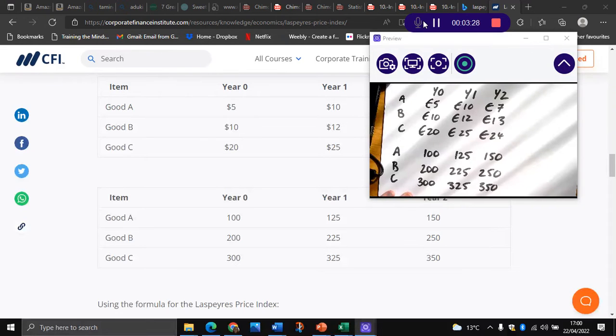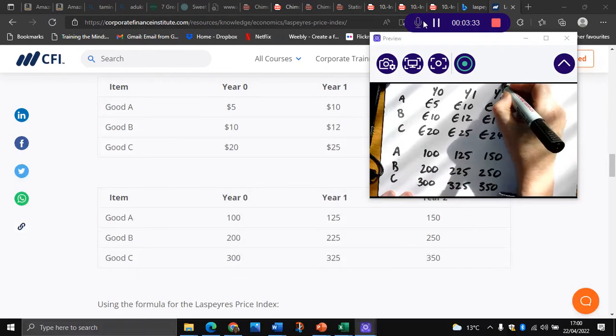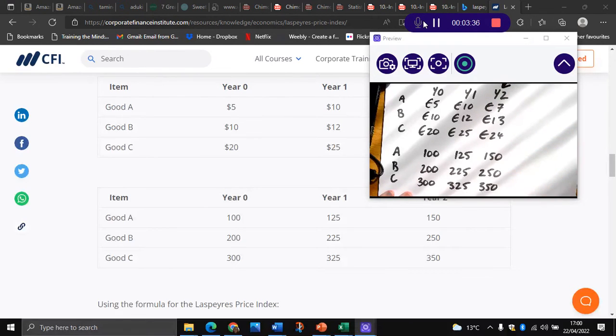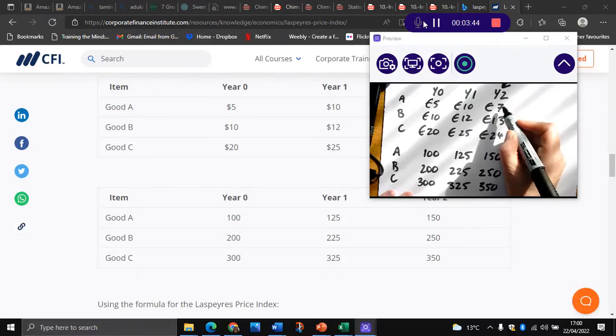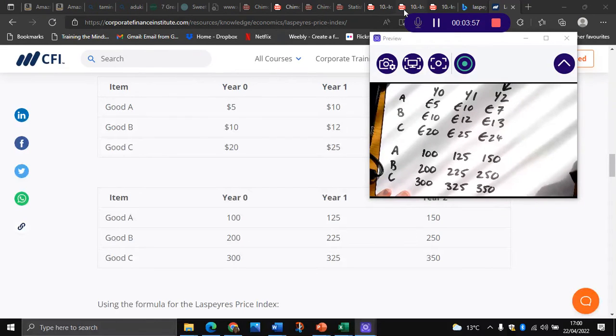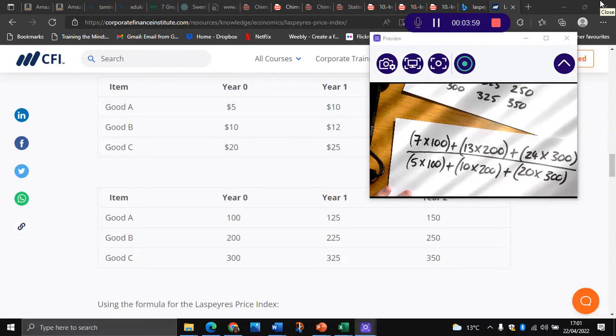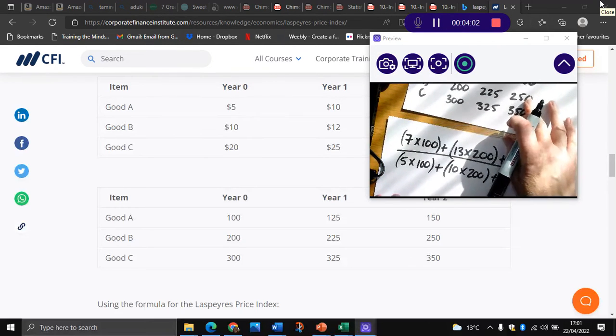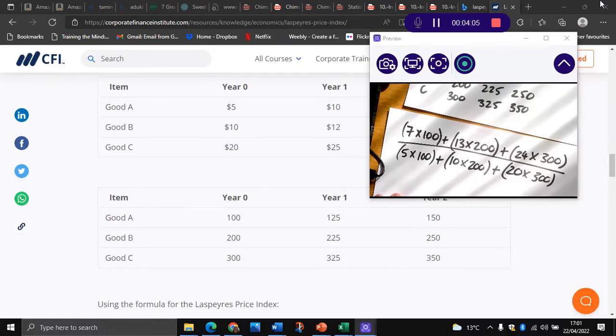They're always going up. So say if I wanted to work out a Laspeyre index for this year, okay, what I would do is I would sum the current price multiplied by the base year's quantity and put that over the base year price multiplied by the base year quantity. So just take a look at what that looks like, okay?